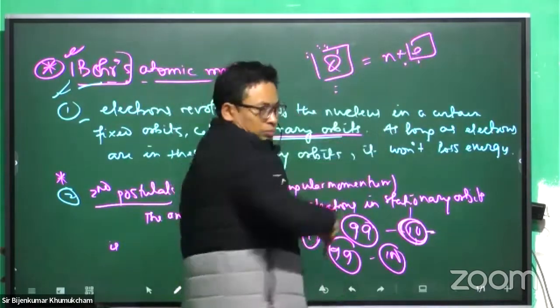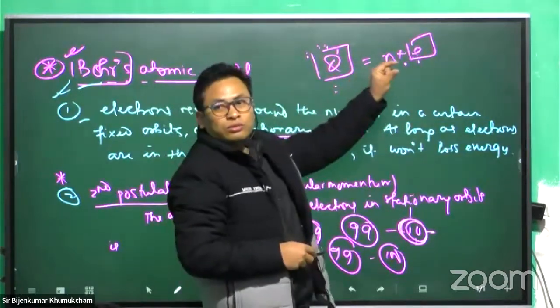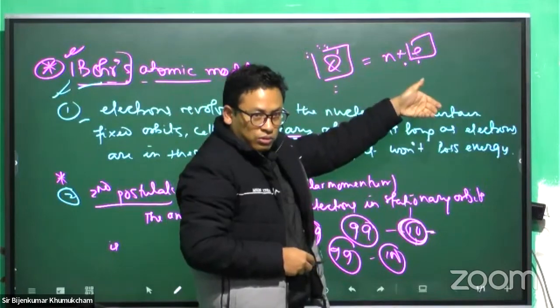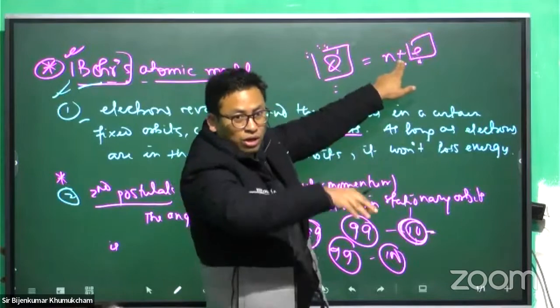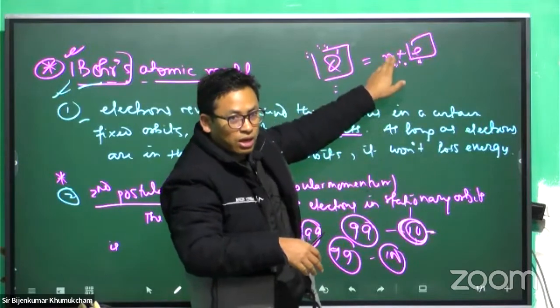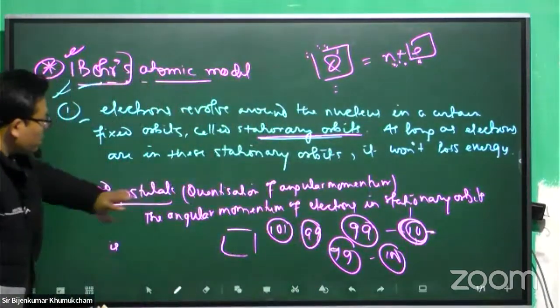Whenever we write the charge Q equals n e, so the charge is created by electrons. How many electrons I have in excess or deficiency, multiply by e. Now let's discuss the quantization of angular momentum.